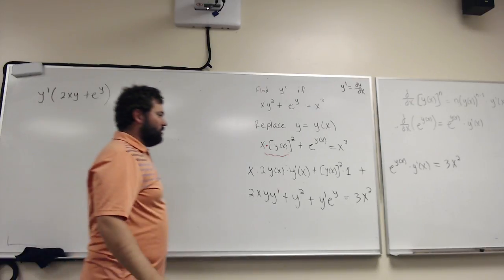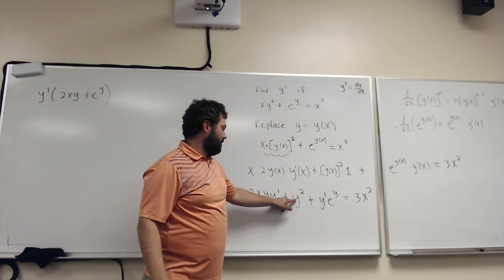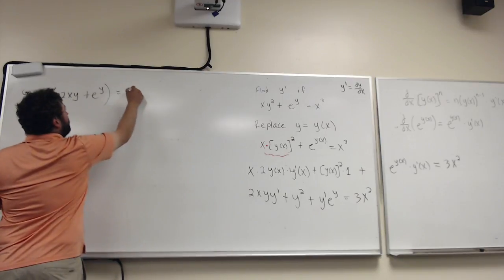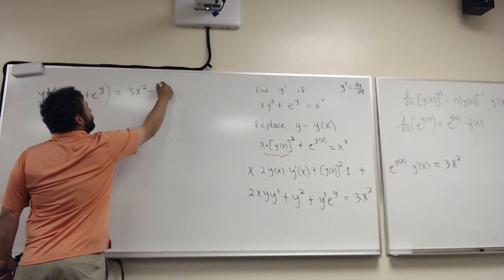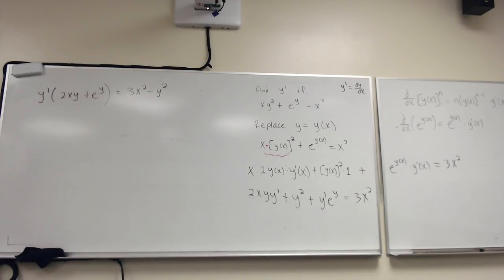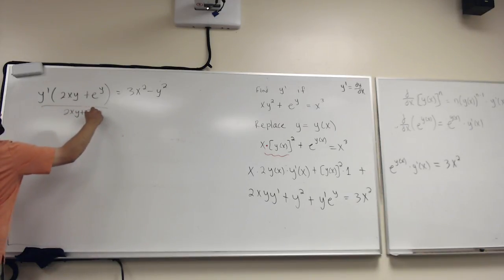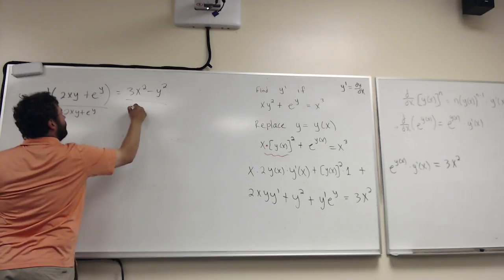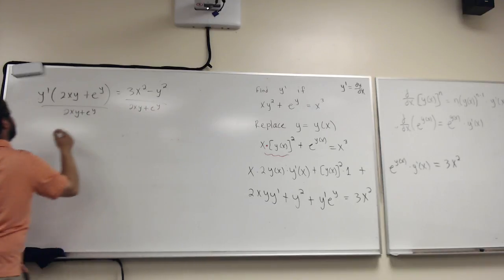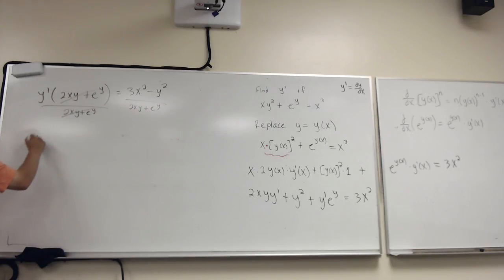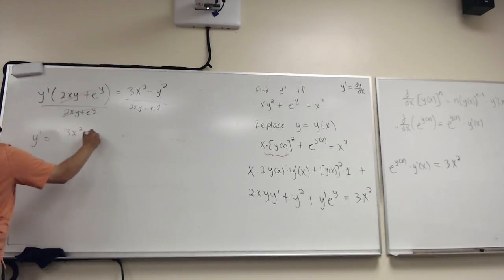And then isn't there only one term to move to the right? We just have to subtract the y squared. So the right-hand side would just be 3x squared minus y squared. And then we just have to divide by the 2xy plus e to the y. Those will cancel. Y prime is 3x squared minus y squared over 2xy plus e to the y.